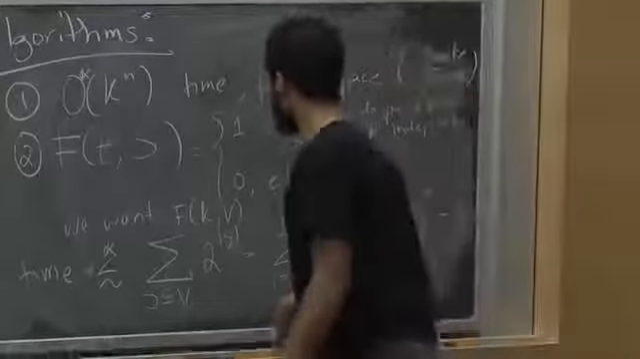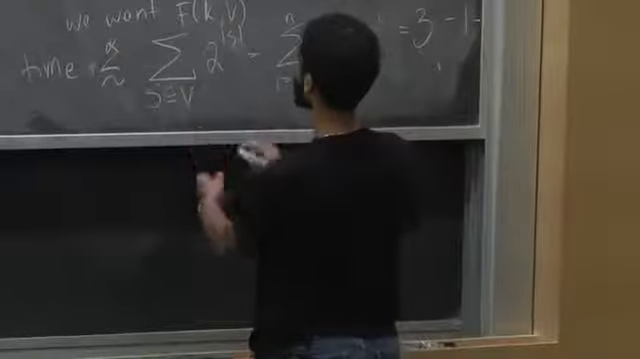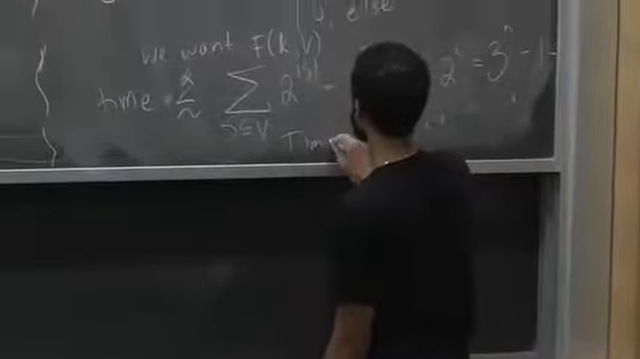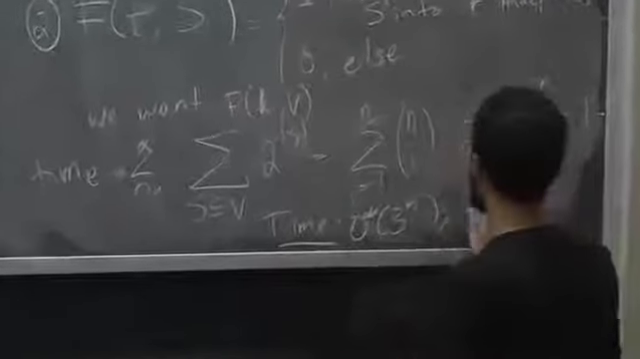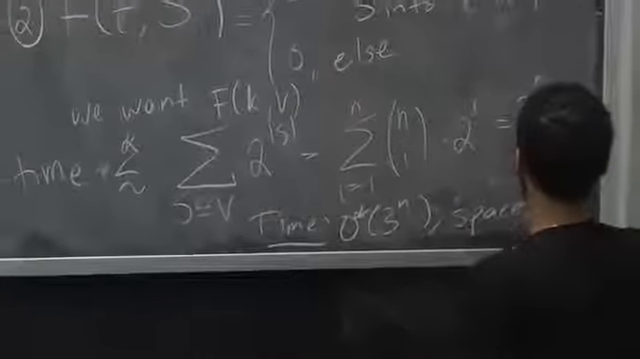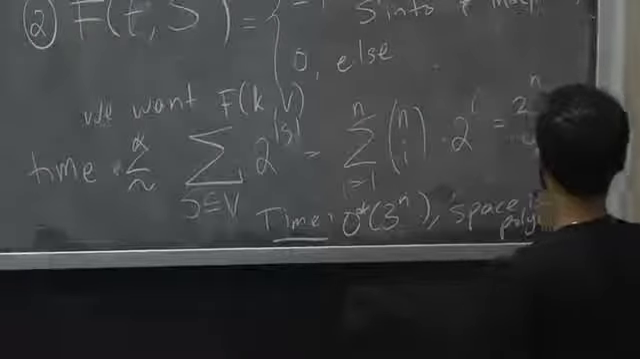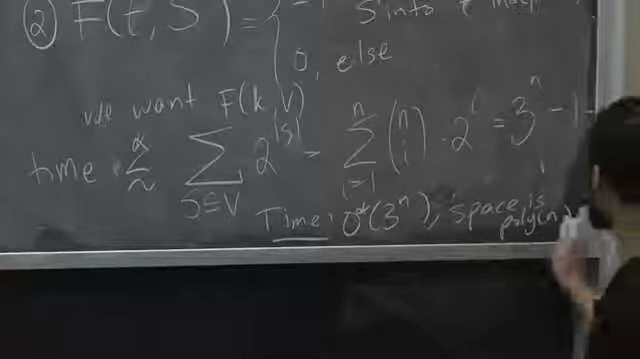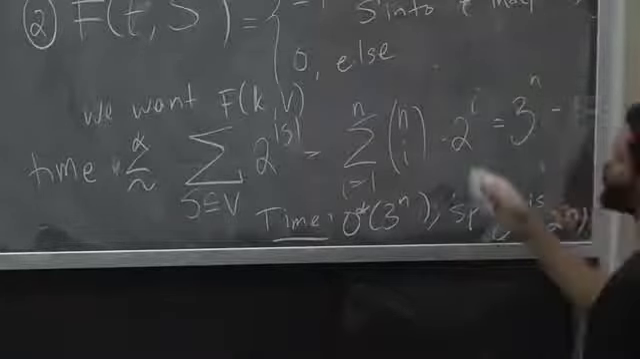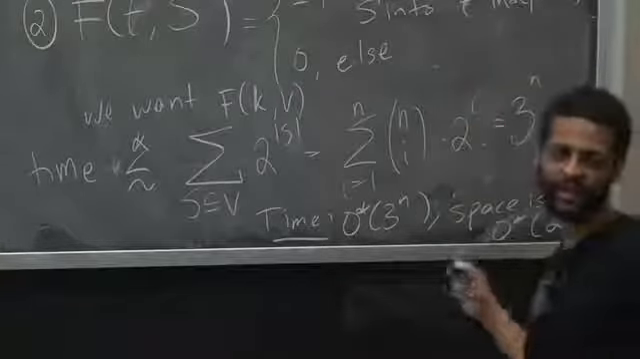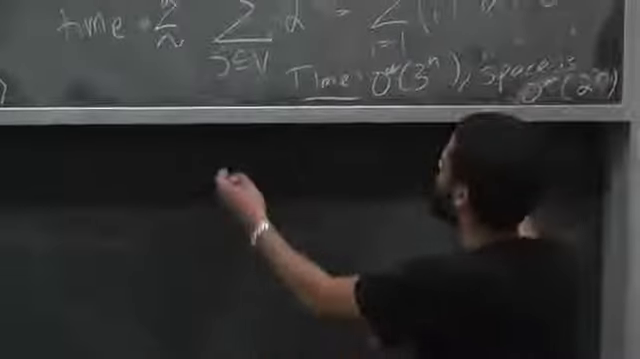So the time is O star 3 to the n, and the space is poly n. No, the space, what am I saying, is O star 2 to the n. Because I have to remember all these sets, right? S can be one of 2 to the n possibilities.